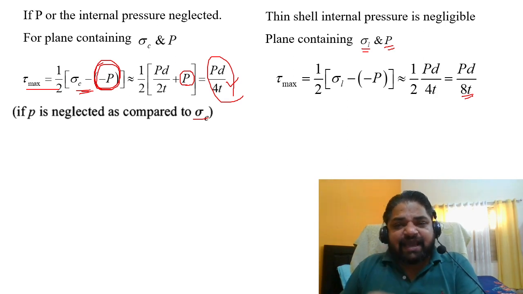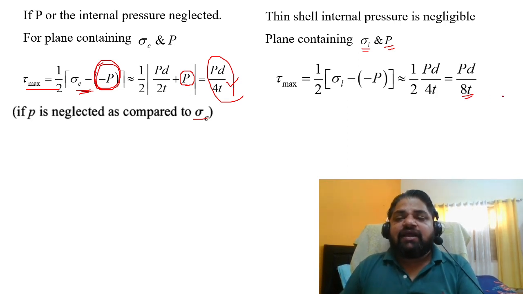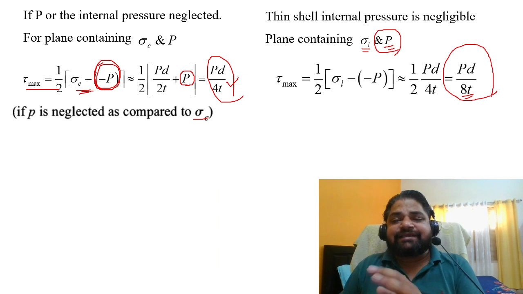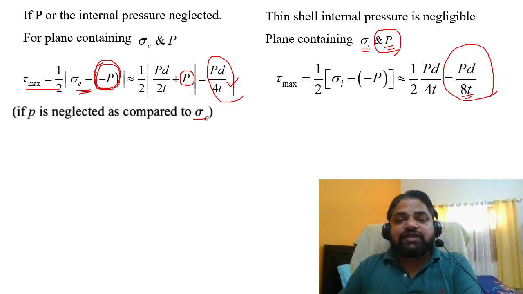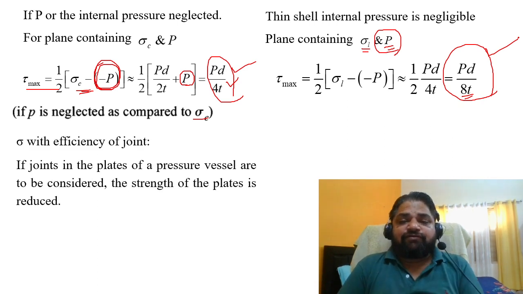If there is only sigma L and no compressive stress or circumferential stress, then without considering the value of P also, the maximum shear stress value we got is the same as the value for the case when both stresses are there. So it is within the limit PD by 4t to PD by 8t. It varies in between these two. That means from the longitudinal stress to the maximum shear stress value, it varies if I combine it.